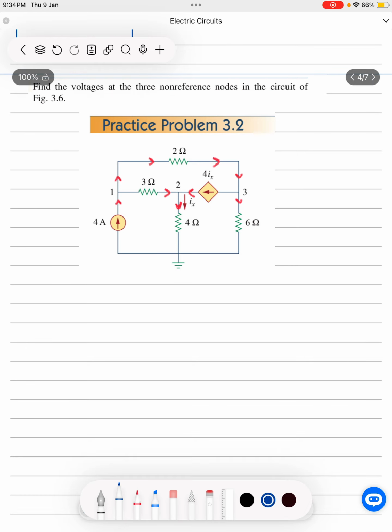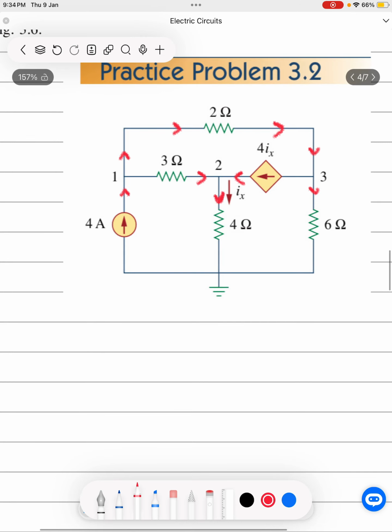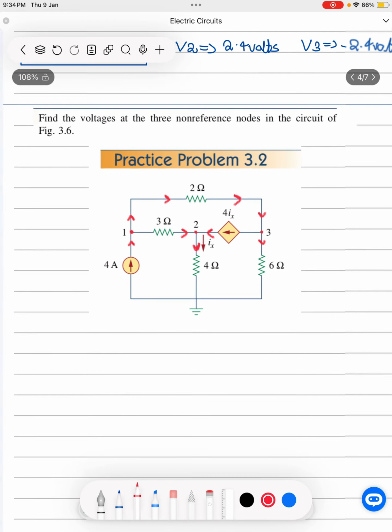Now we're going to be applying Kirchhoff's current law on each respective node. Kirchhoff's current law, Kirchhoff's first law, states that current entering a junction is equal to current leaving the junction. So this is junction 1, junction 2, junction 3, or we can say these are nodes as well.